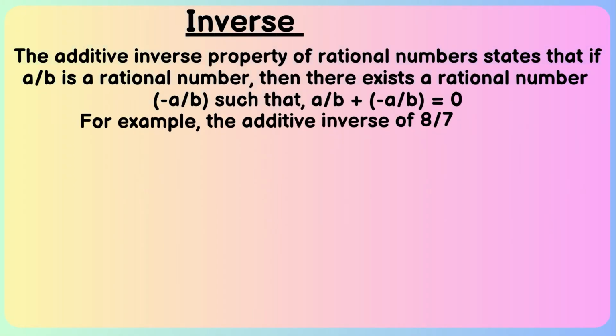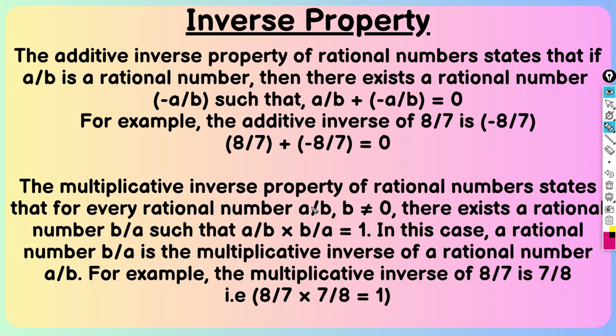Now, we will see the inverse property. The additive inverse property of rational numbers states that if a by b is a rational number, then there exists a rational number minus a by b such that a by b plus minus a by b is equal to 0. If you take a rational number a by b and add minus a by b, this becomes a by b minus a by b, so the result is 0.